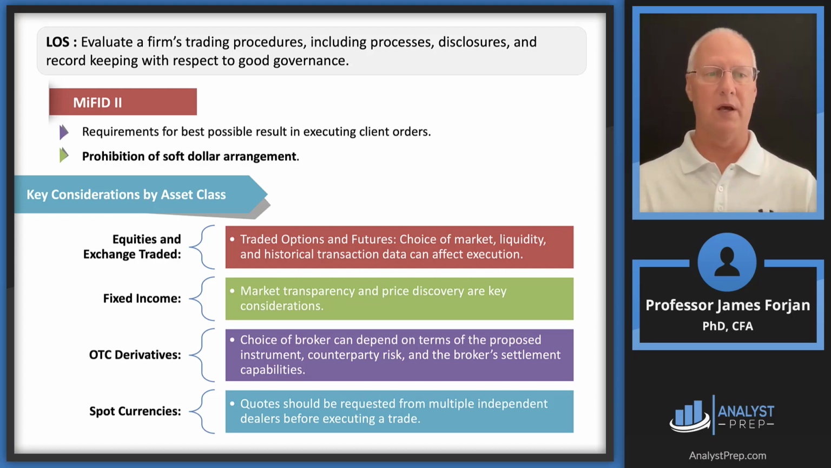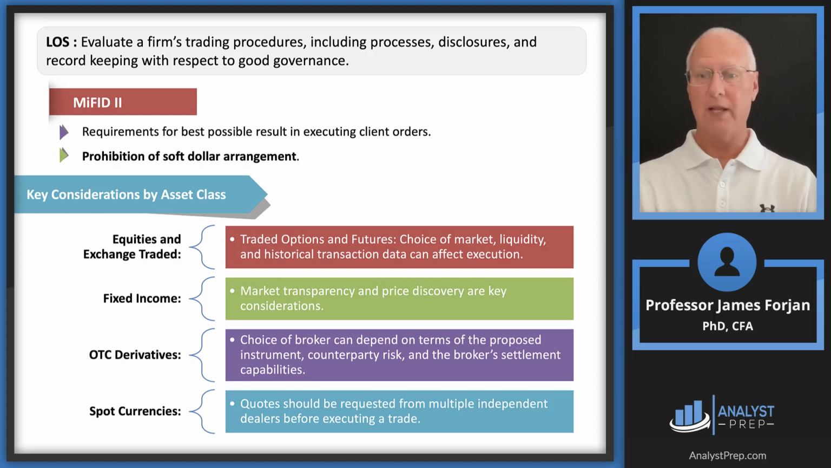All right, so with equities and exchange traded options and futures, we need to worry about which particular market, what about the liquidity, how that historical transaction data can impact the execution. For fixed income, we love market transparency, we love price discovery because fixed income markets are generally a little bit less transparent, they're a little bit less broad and a little bit less deep. Yeah, over-the-counter derivatives, this is a little bit more interesting because we can tailor, we can customize these, so we need to worry about all different sorts of other things.